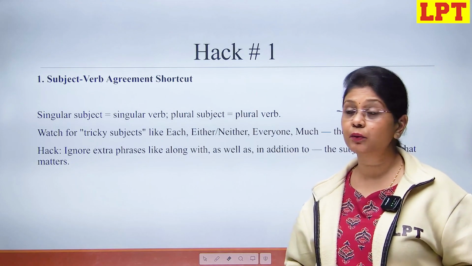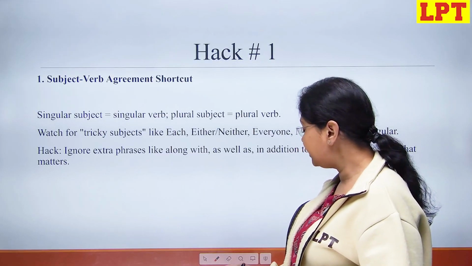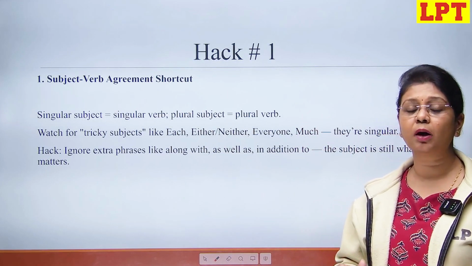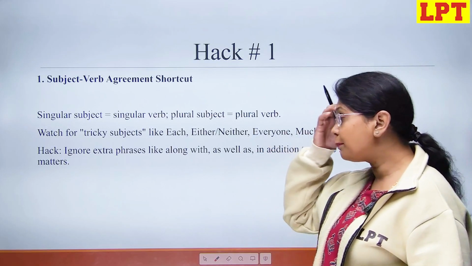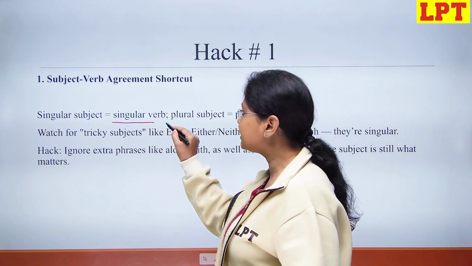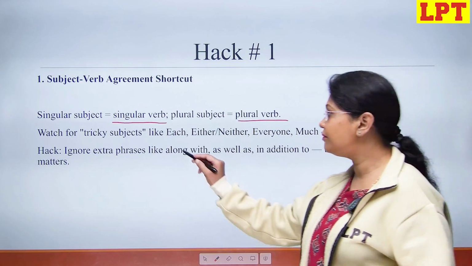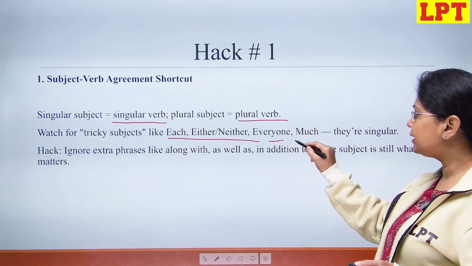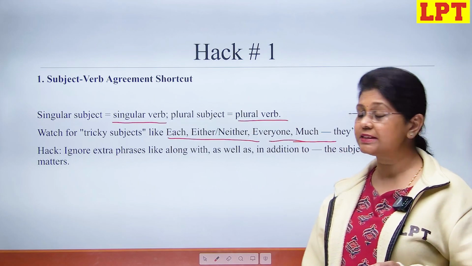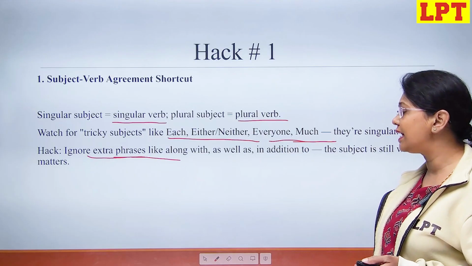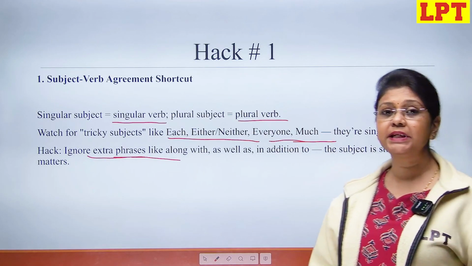The first hack relates to subject-verb agreement. Subject-verb agreement is the most important topic for your grammar skills. Here you have a singular subject for a singular verb, and a plural subject for a plural verb. Just remember that words like each, either, neither, everyone, much are actually singular. The hack is to ignore extra phrases like along with, as well as, in addition to. The subject is still singular.